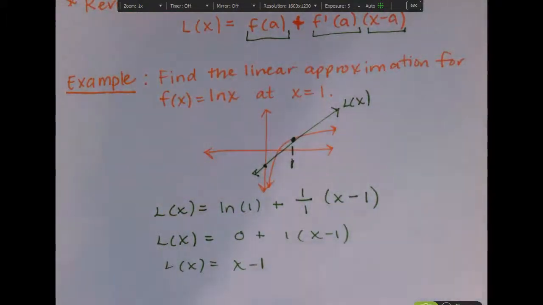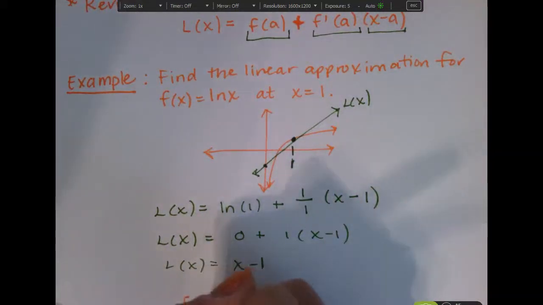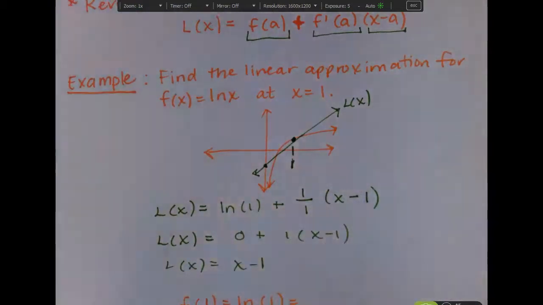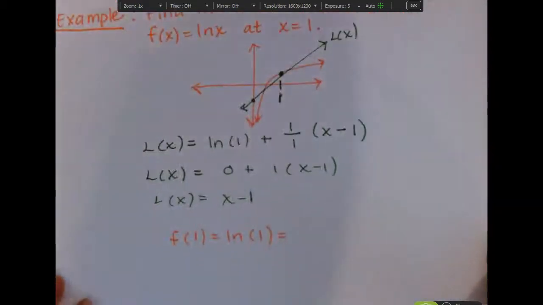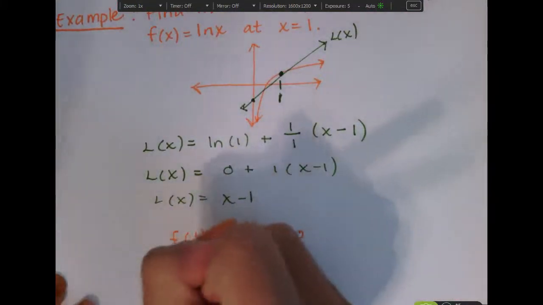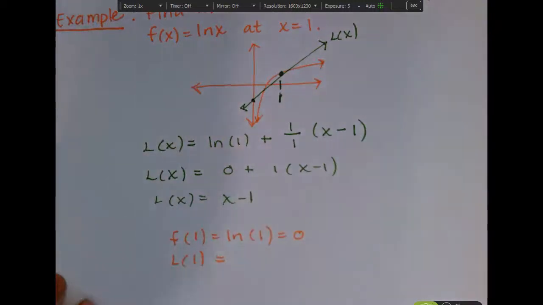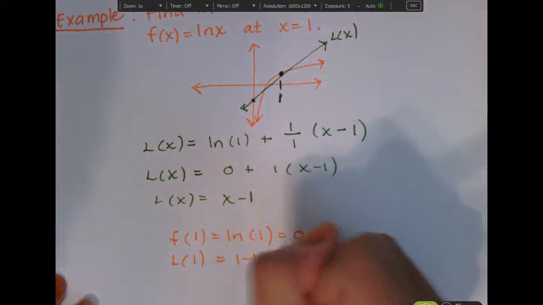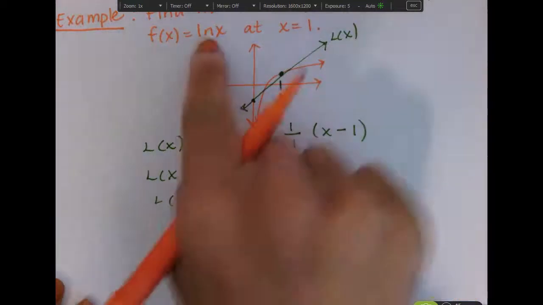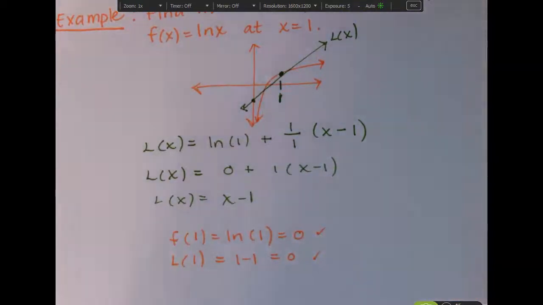If I actually evaluated at 1, so evaluating the function at my value 1, the natural log of 1 is 0. And then if I look at my linear approximation at that same value, the linear approximation says that I should take my x value and subtract 1, and I get 0 also. So you can see that the linear approximation does nicely model the behavior of the natural log of x at that value, which was our goal.